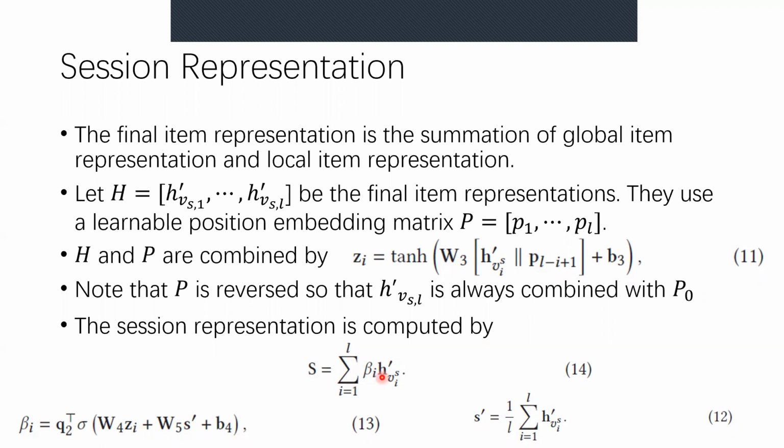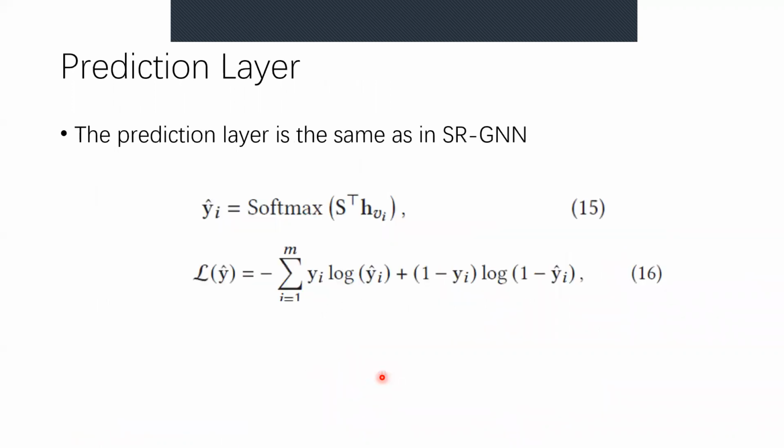Just to understand it this way, there are two attention mechanisms. The first attention is more like a graph attention network. The second attention tries to get this graph-level representation. And then the prediction layer is basically the same as in SRGNN.